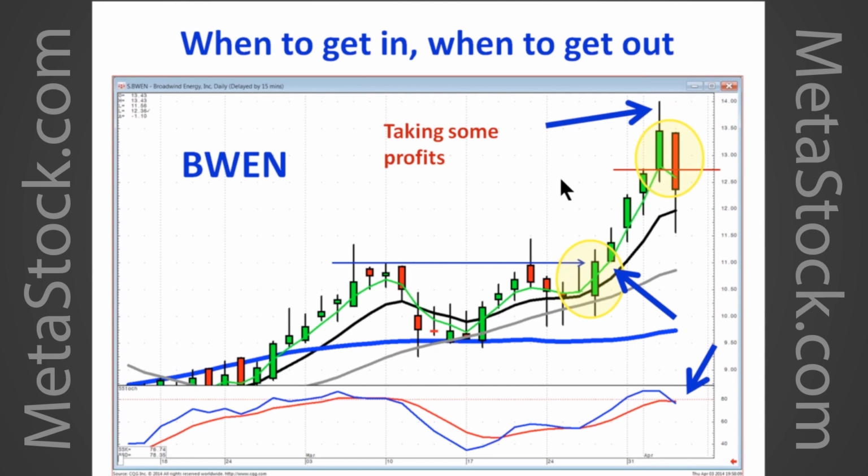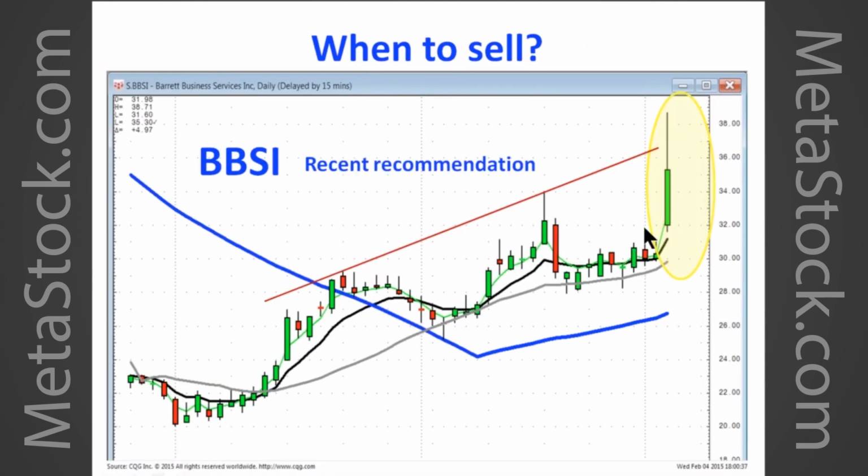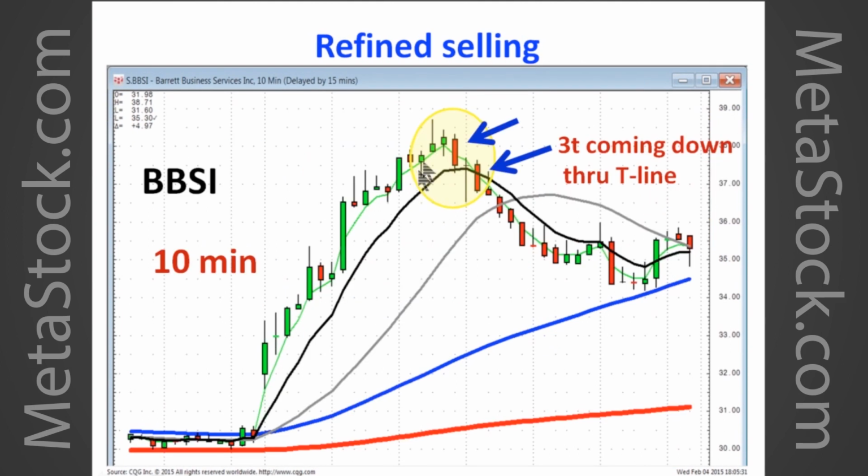That's when we flip to our 10-minute chart. Or if we got a big price move like this on the breakout, and that was a big percentage move, we just flip to our 10-minute chart. Makes it very simple. If they start closing back below the T-line, we take our profits. We can always buy back when it comes back up through the T-line.